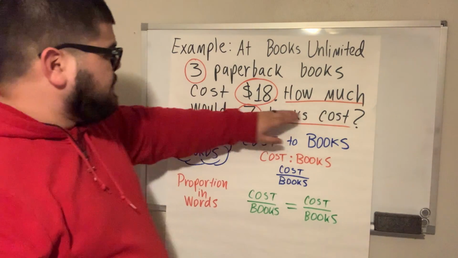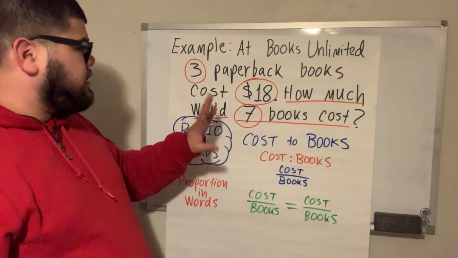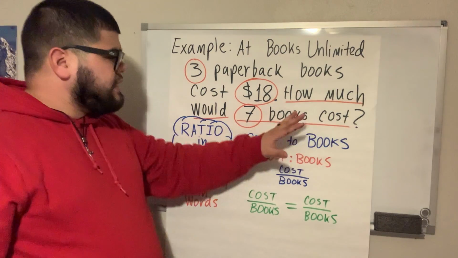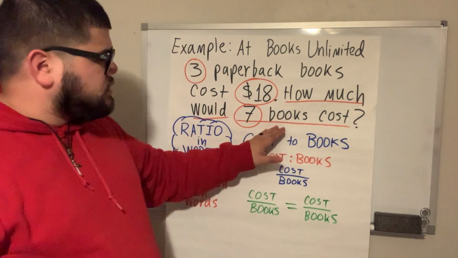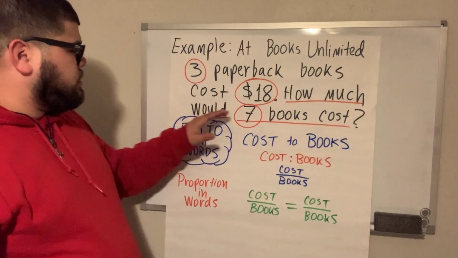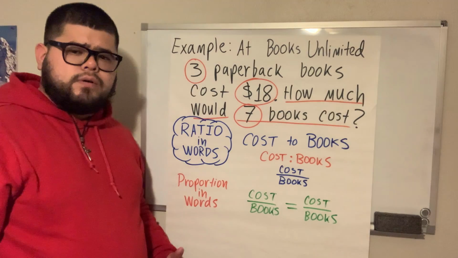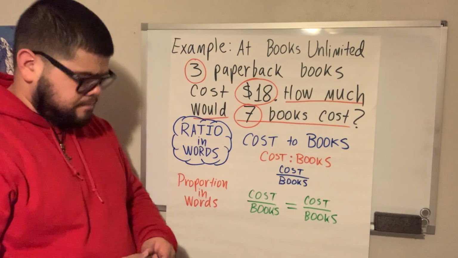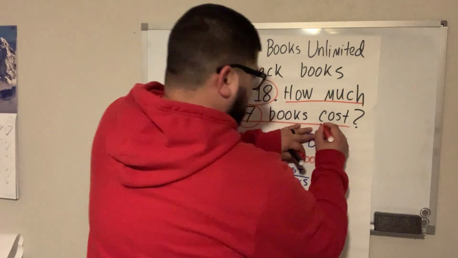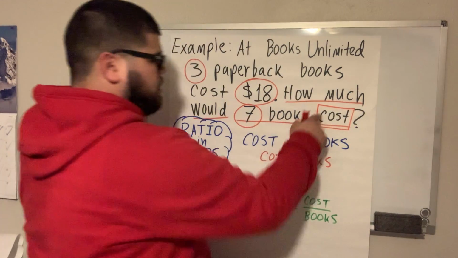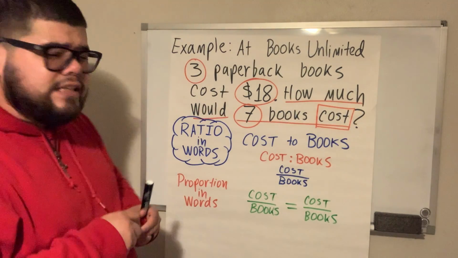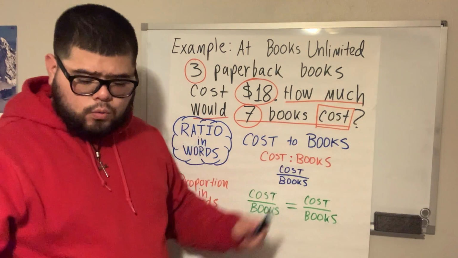And the question is asking us, how much would 7 books cost? So what is the question asking? Is it asking for books or is it asking for a cost? How much would 7 books cost? It's asking for the cost. And since it's asking for the cost, that's what we know we're looking for.